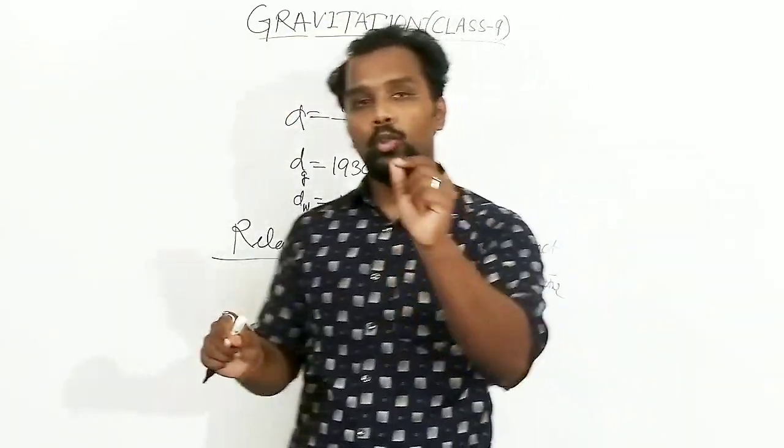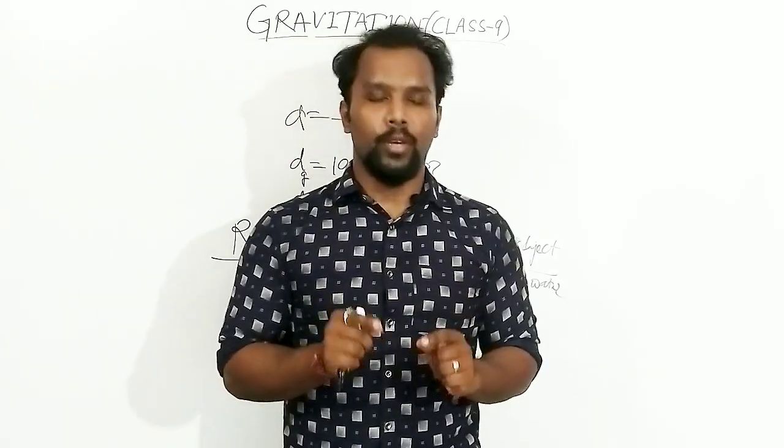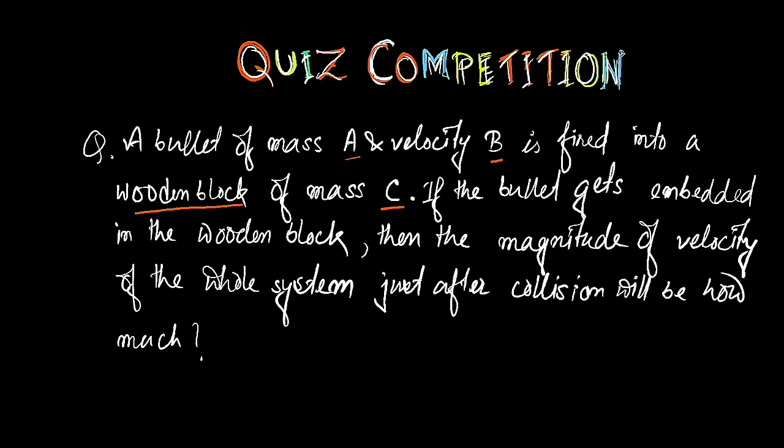Again, today I will also consider one quiz competition too. By the way, this is our last quiz question. The question is saying that a bullet of mass A and velocity B is fired into a wooden block of mass C. If the bullet gets embedded in the wooden block, then what will be the magnitude of the velocity of the whole system just after collision?